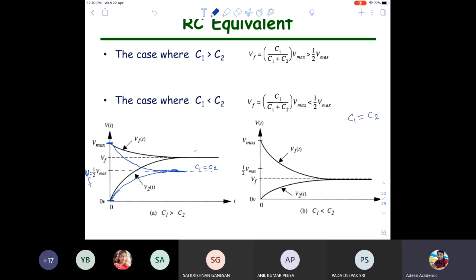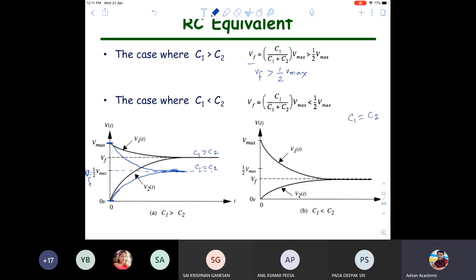When C1 is greater than C2, the C1 capacitor discharges to a smaller value of Vf, but this capacitor C2 will increase to a large value Vf. So here Vf will be greater than half of Vmax.